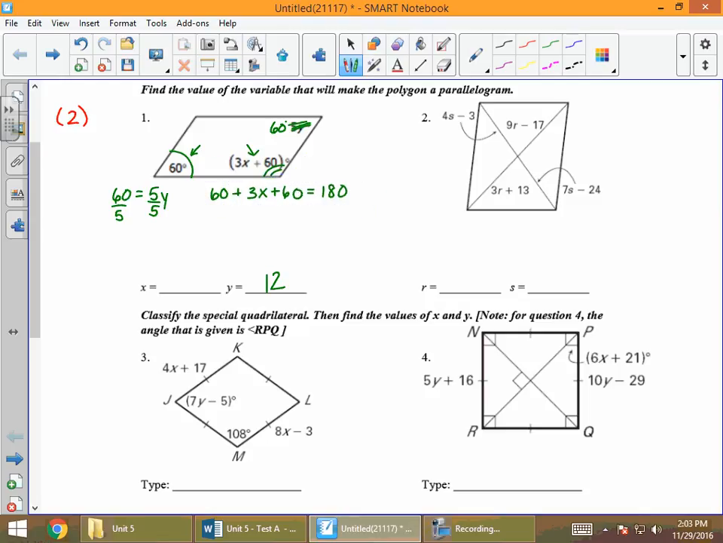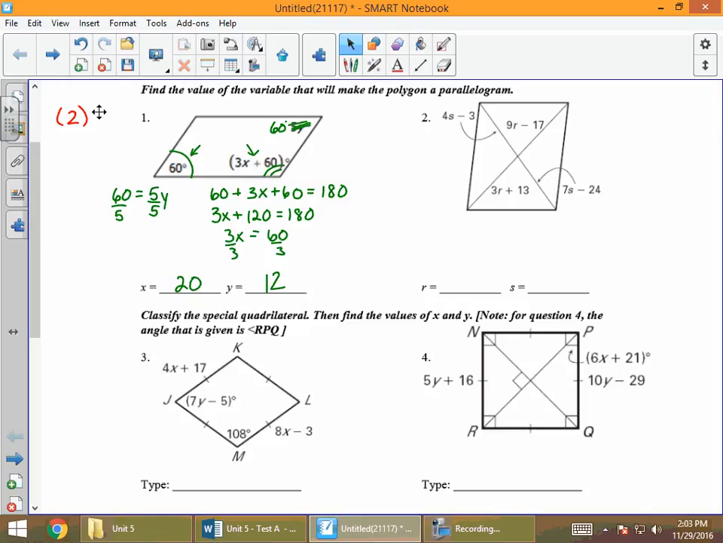Okay, so combine like terms: 3x, 60 and 60 is 120, equals 180. So that means 3x has to equal 60. I'm subtracting 120 on both sides and then dividing both sides by 3. 60 divided by 3 is 20. So question number 1 should be 20 and 12.